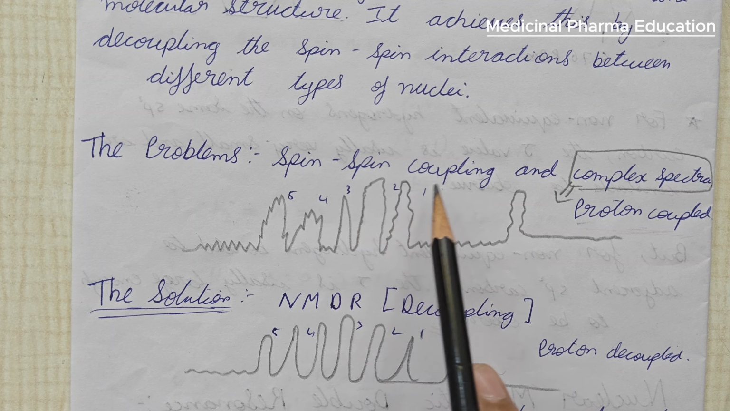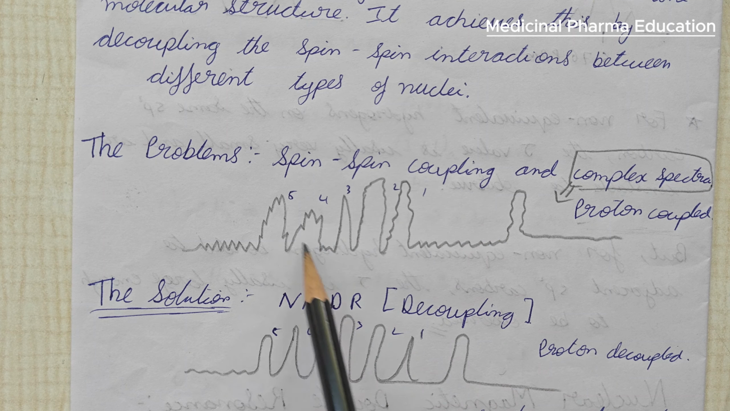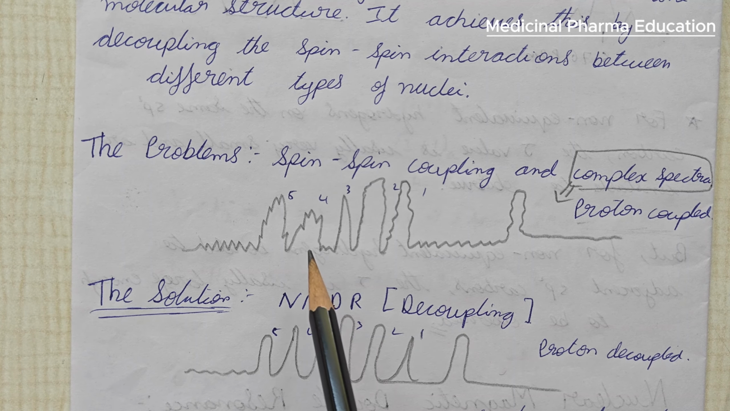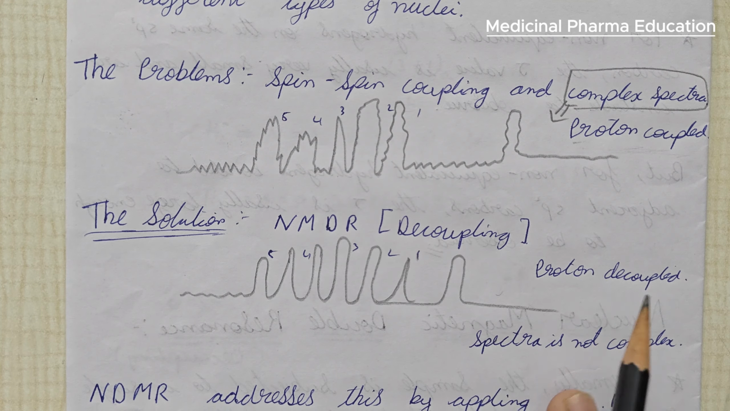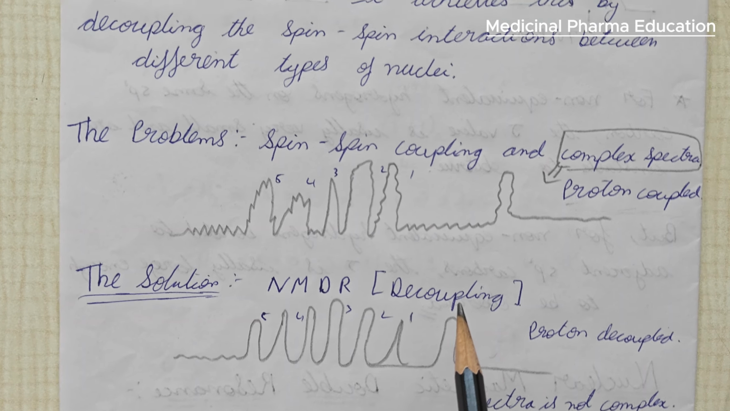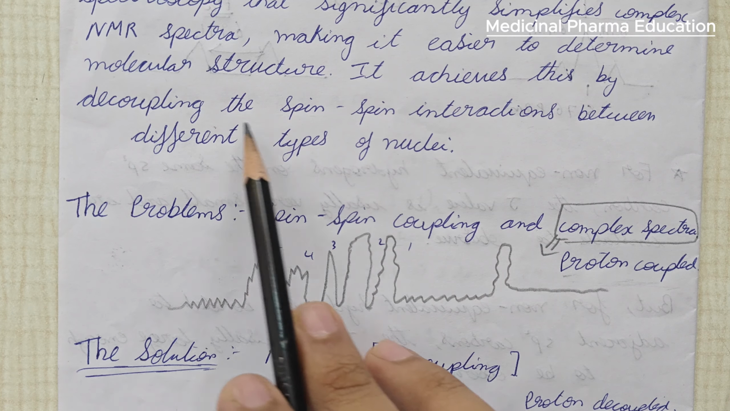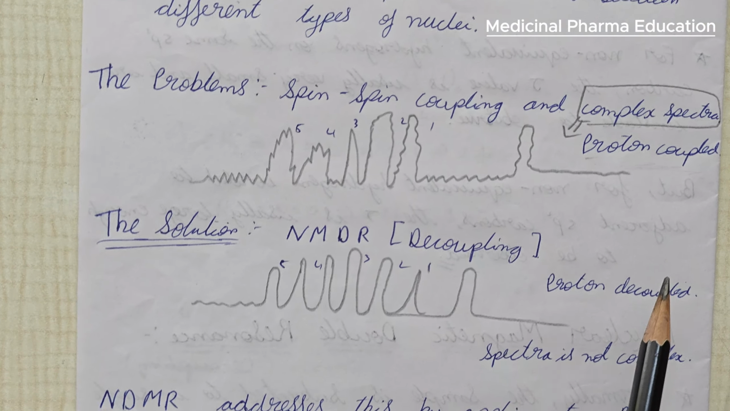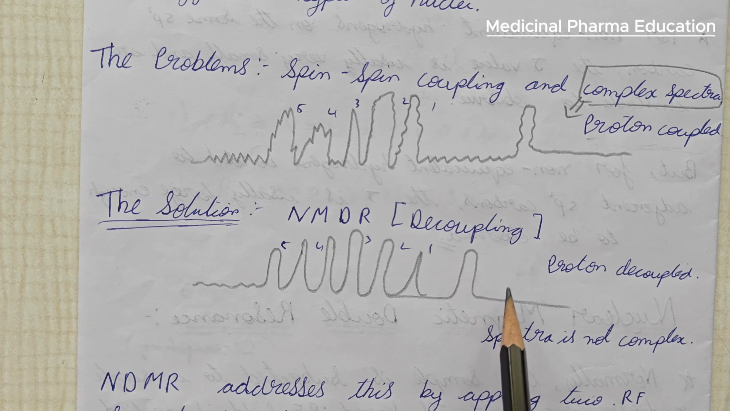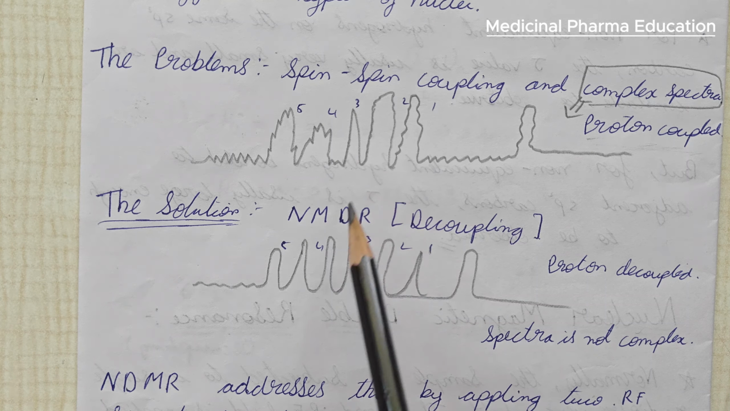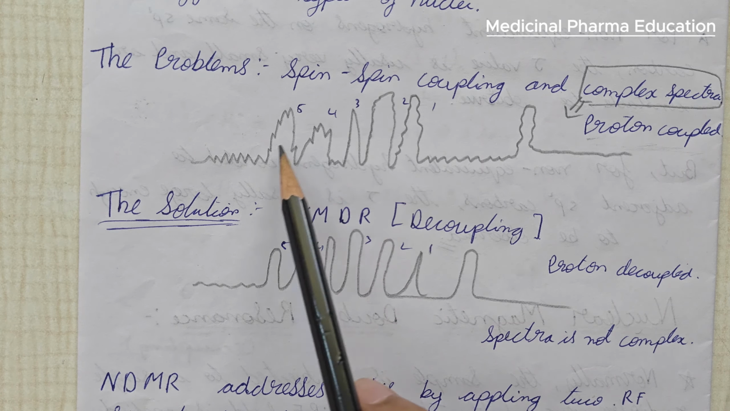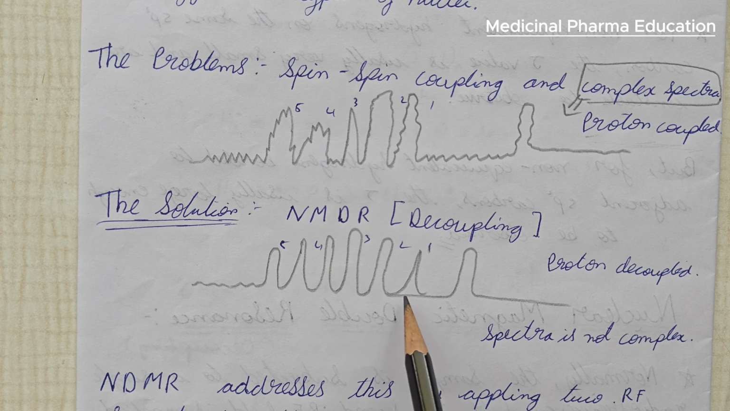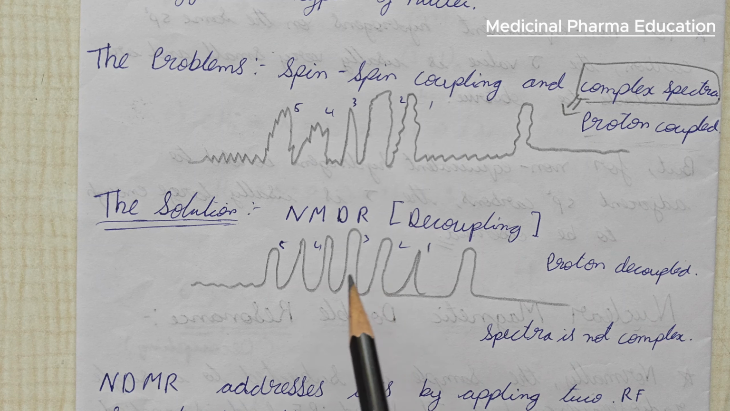The problem is spin-spin coupling. Because of spin-spin coupling, there was a complex spectrum, because in this spectrum we can't identify which compound we are getting. But the solution is decoupling. Decoupling prevents the spin-spin interaction between different types of nucleus. By preventing this, we will get a simpler NMR spectrum than the complex NMR spectrum. Here see, the spikes are very clear, they are not diverting. Okay, this is very simple, and by decoupling we will get a simpler NMR spectrum.